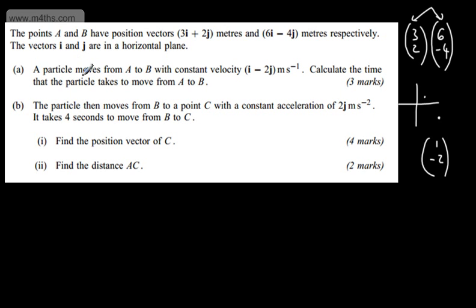So let's look at this one right here. What we want to do is find the time. So all I'm going to do is use SUVAT. So S, U, V, A and T. You certainly don't need to do this, but it might help. If we look, we've got a constant velocity. Constant velocity is going to give me an acceleration of 0. We've got an initial velocity of 1, negative 2, and we're trying to solve for t.